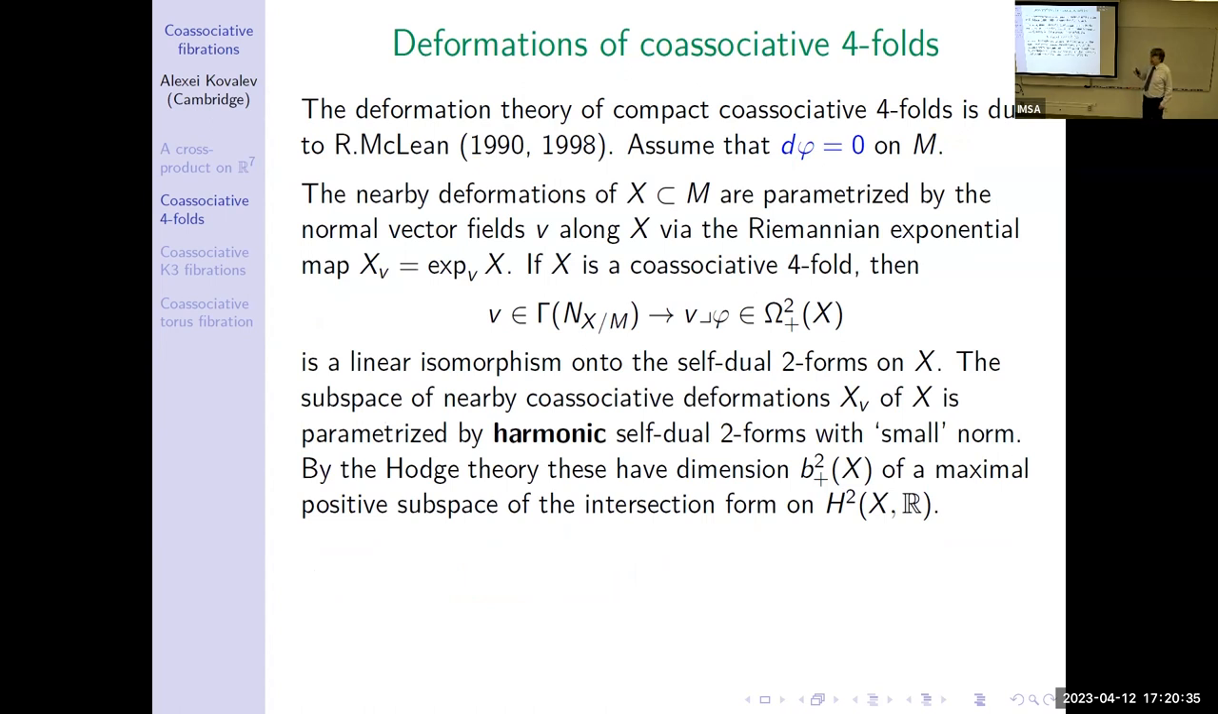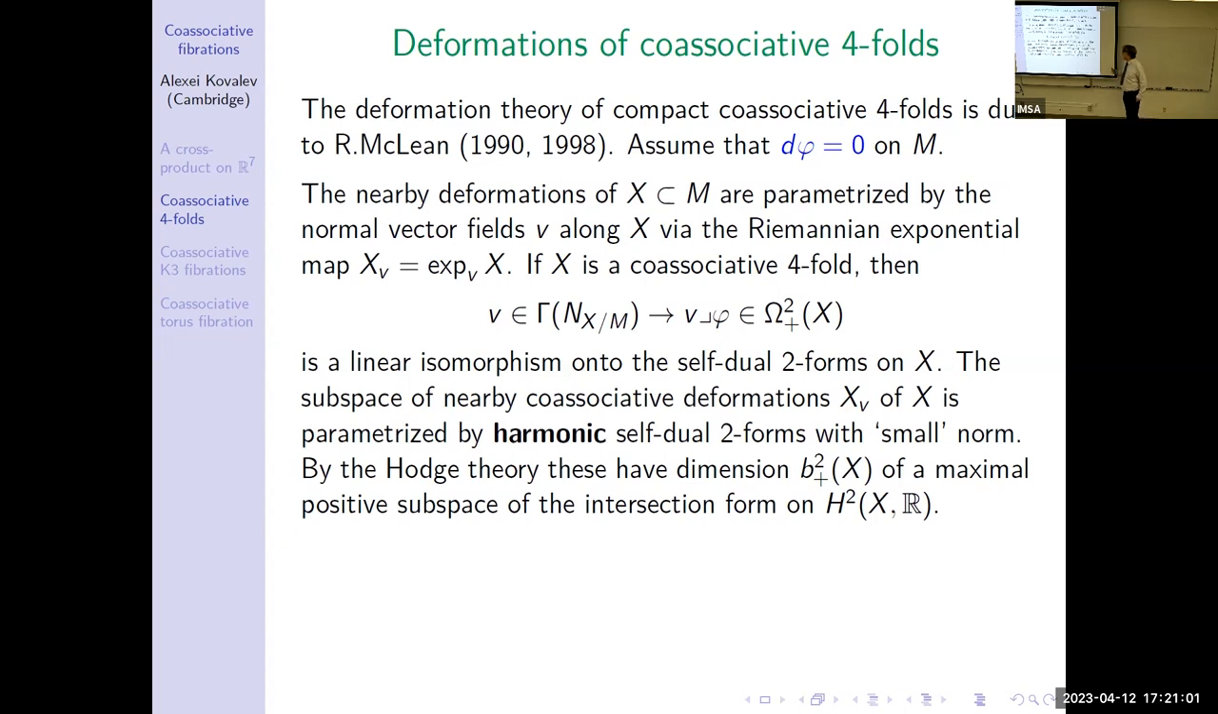We can use Riemannian exponential maps, since phi induces a metric, so we have a Riemannian exponential map, and we use normal vector fields along X to define the deformations. The nearby deformations will correspond to sections of the normal bundle. If the sections are small in the uniform norm, they will give us small deformations.